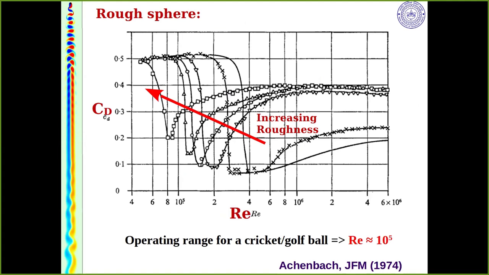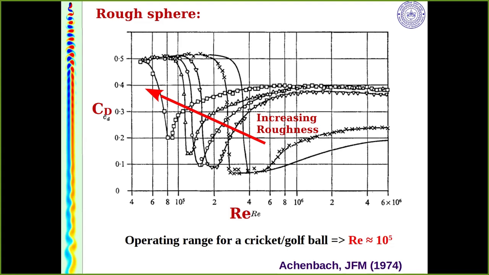What happens now is I have a rough sphere instead of a smooth sphere. So as you can guess, the transition is preponed. So this is a smooth sphere. And as I keep increasing roughness, you can see that the turbulent transition happened earlier. Of course, the minimum drag increases. So if you have a rough sphere, it will have smaller drag crisis compared to a smooth sphere.